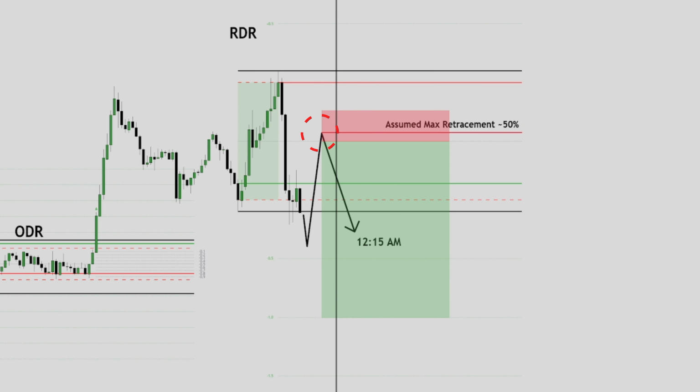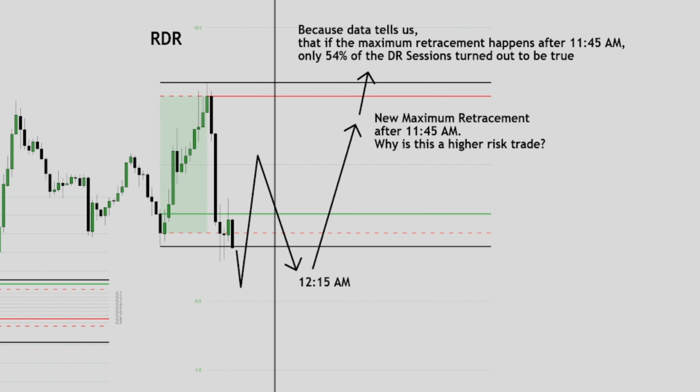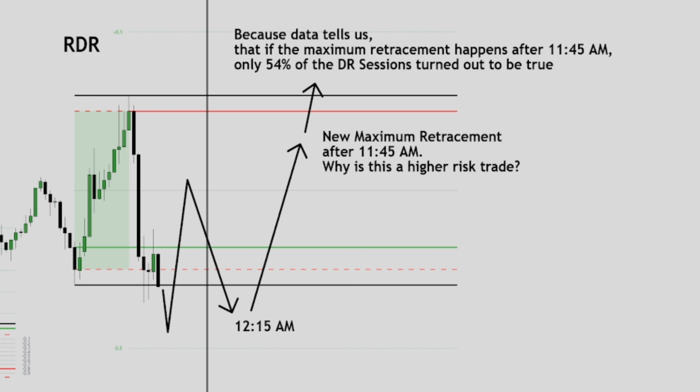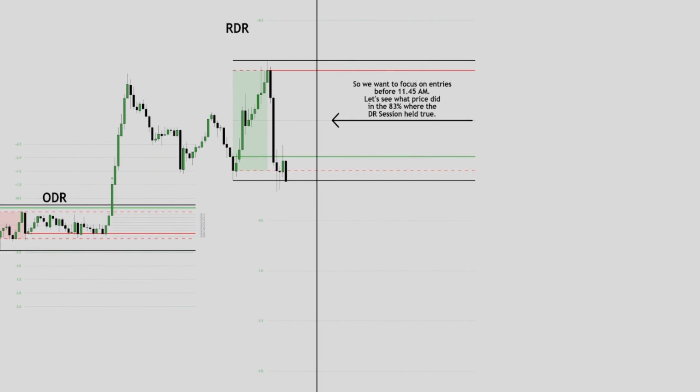And if you happen to be in a trade before 11:45 a.m., you can now assume with almost 50% probability that this is the maximum retracement for the session. If a new maximum retracement follows during the session after your entry before 11:45 a.m., why would it be a higher risk trade? Because data tells us that there is a 46% probability that the DR session will turn into a false session and close above the high. That changes everything about how you manage your position.